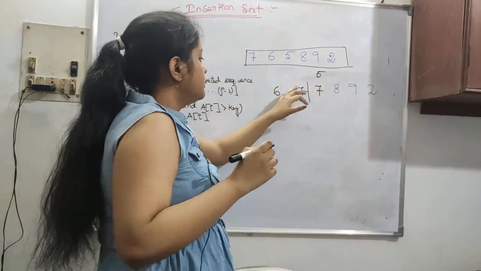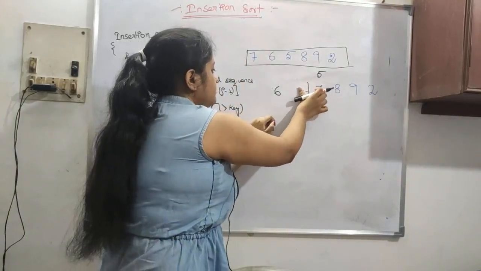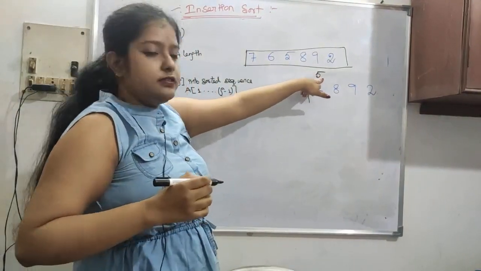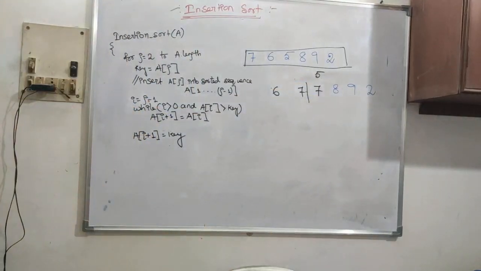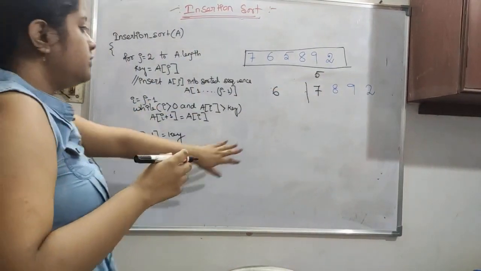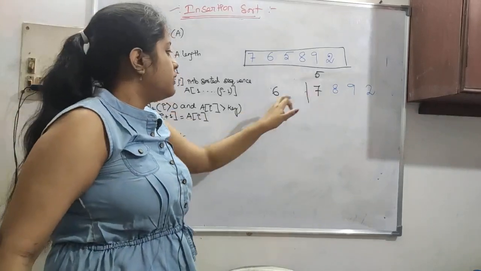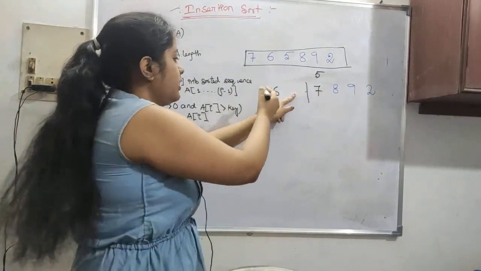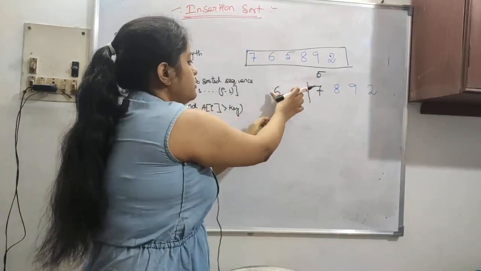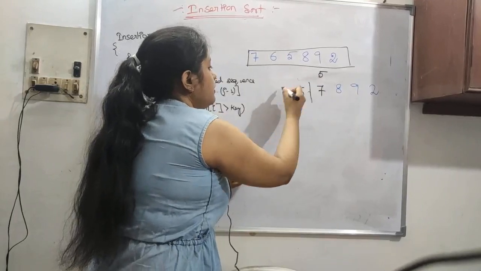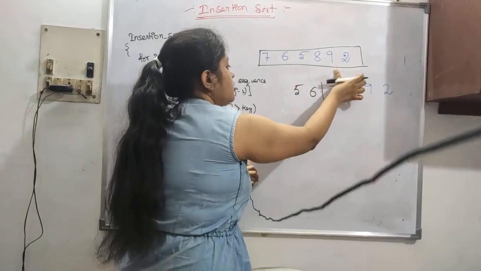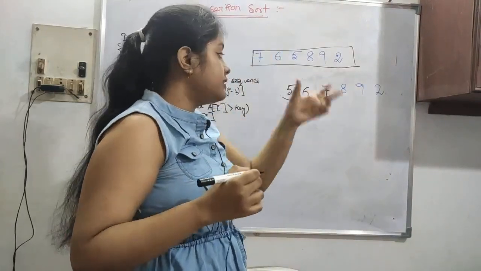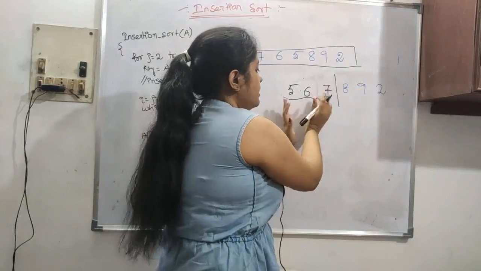Now 6 is greater than 5. So now you can see that 7 is moved here, but can we put 5 here? No, we cannot. We have to check, because 6 is greater than 5, so 6 will be here and then 5 will be put here. Now check, all these 3 elements are sorted in ascending order. Up till this everything is sorted.